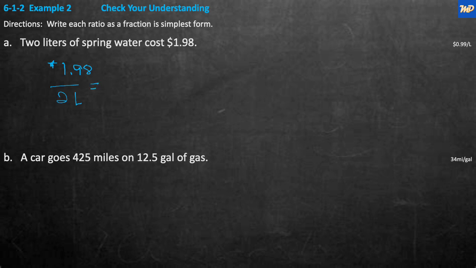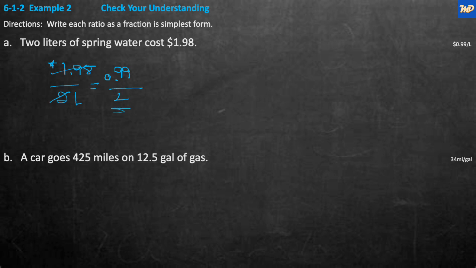So how much is that per liter? Well, in order to get the price per liter, the unit price, we're going to divide each by 2. So now it's 1 liter, and $1.98 divided by 2 is equal to 99 cents per liter. That is the answer, 99 cents per liter.